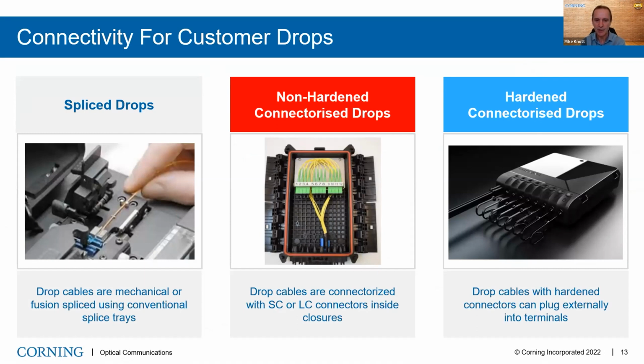You have a bulk reel of cable, and you just join that cable at either end. But of course, fibre is a bit harder to join than copper, so you're normally fusion splicing that fibre at the terminal end and at the customer end. You have non-hardened connectorized drops, so that's using standard fibre optic connectors, SC or LC connectors, inside closures or terminals. And you have hardened connectorized drops, where you have a hardened connector which is just connected to a non-enterable terminal like this you can see on the right.